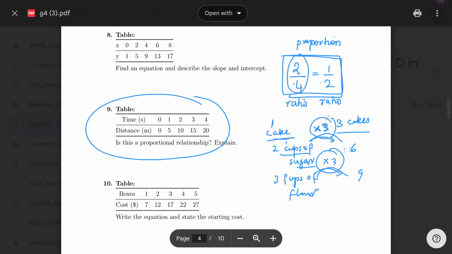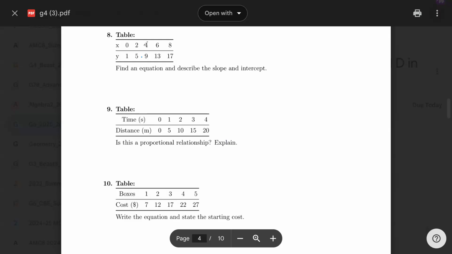I think I discussed with you guys last week, this is a multiplicative relationship. See, 2 is multiplied by 3 to get 6. 3 is multiplied by 3 to get 9. There is no addition involved. I did mention this last week. When it is a multiplicative relationship, it is proportion.